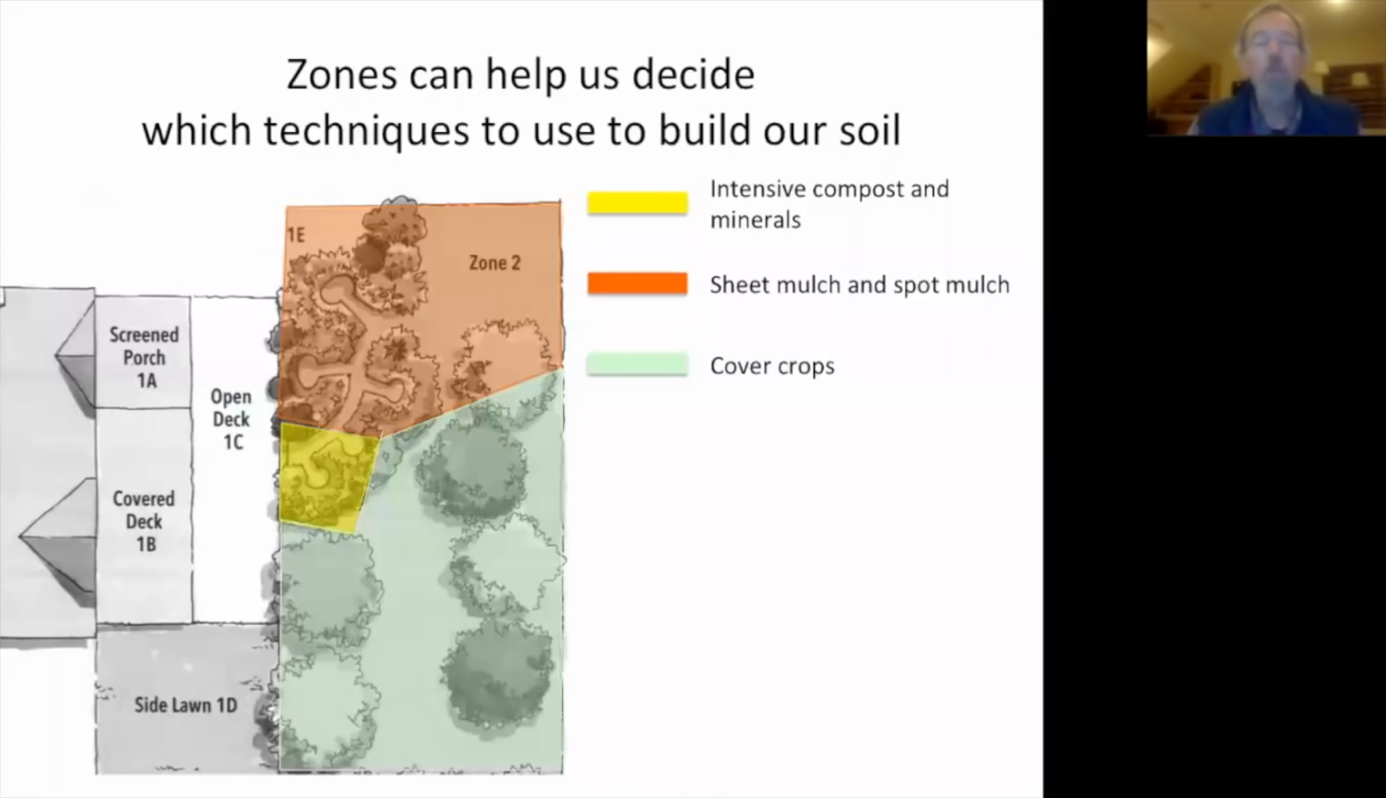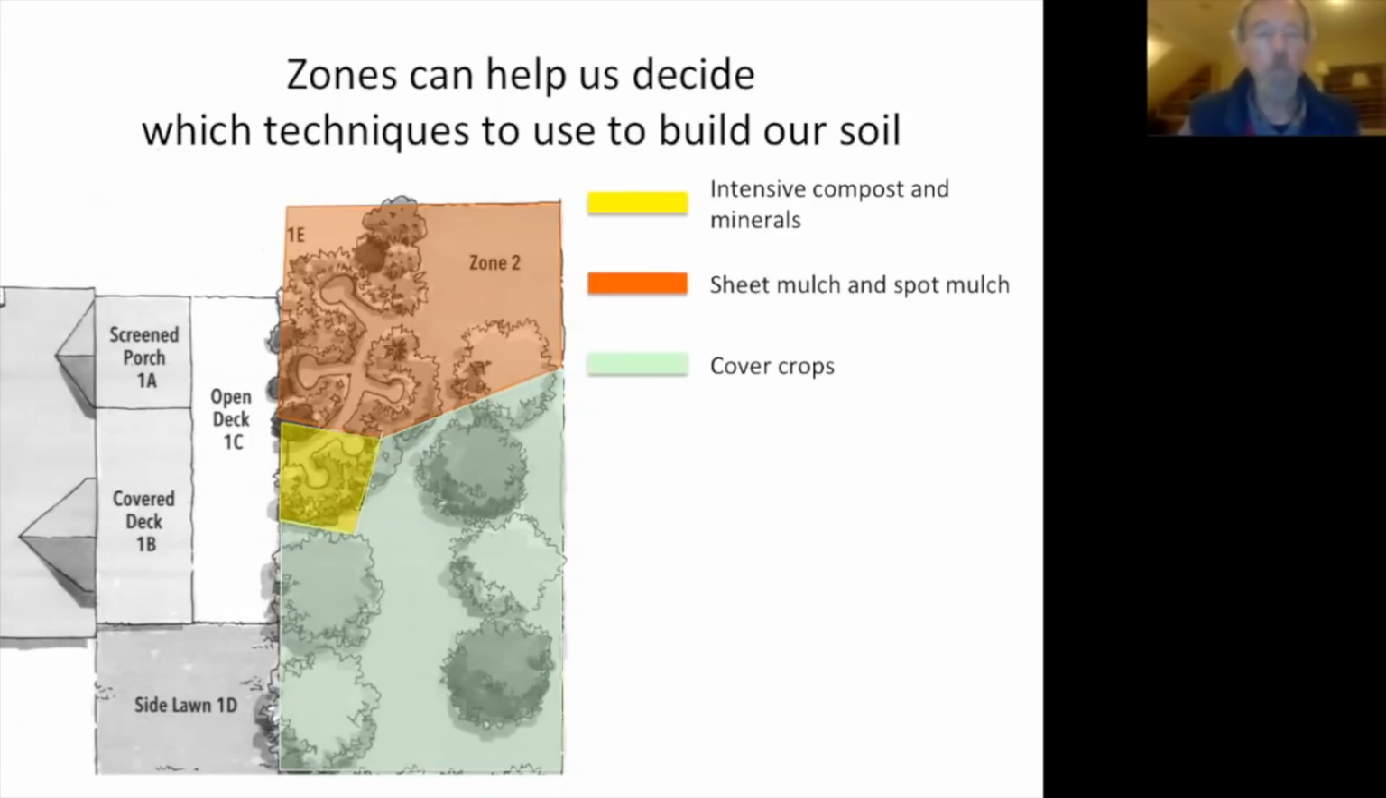All right, so how do we decide how to build soil? And again, permaculture, as I've said, is a decision-making technique. It helps us decide what techniques to use in order to do things. And so I use the zone system to help me decide which technique to use to build soil. Like, here's an illustration out of my second book, The Permaculture City.